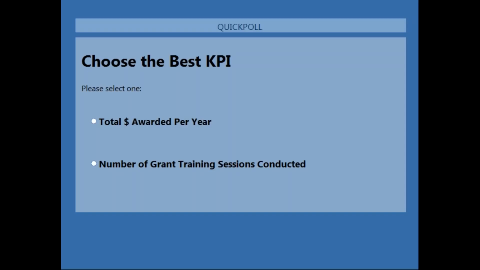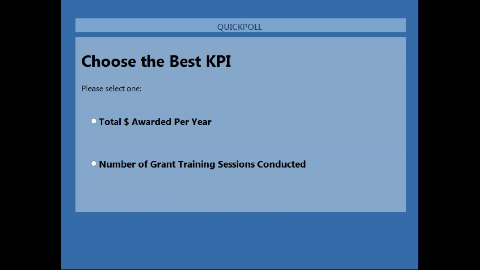There we go. Okay, so now the poll's up and it says, what's the best KPI, in your opinion, total dollars awarded per year or the number of grant training sessions conducted? And Laura, I suppose both you and I will be commenting here in a moment. Sure. Let's give people a chance to put it in. Sometimes if they're in a group, they'll talk for a moment before they make their decision, or somebody just grabs the mouse and clicks the button. That's what usually happens.